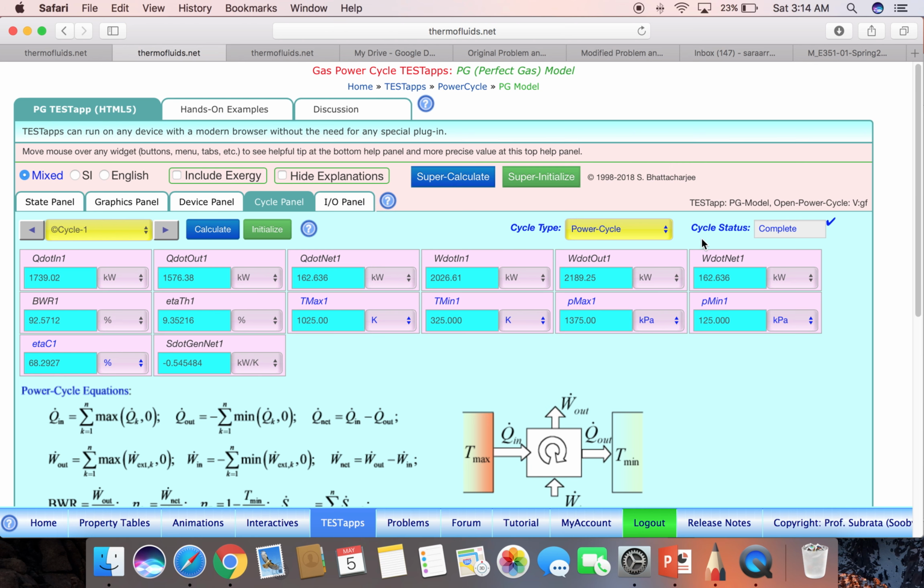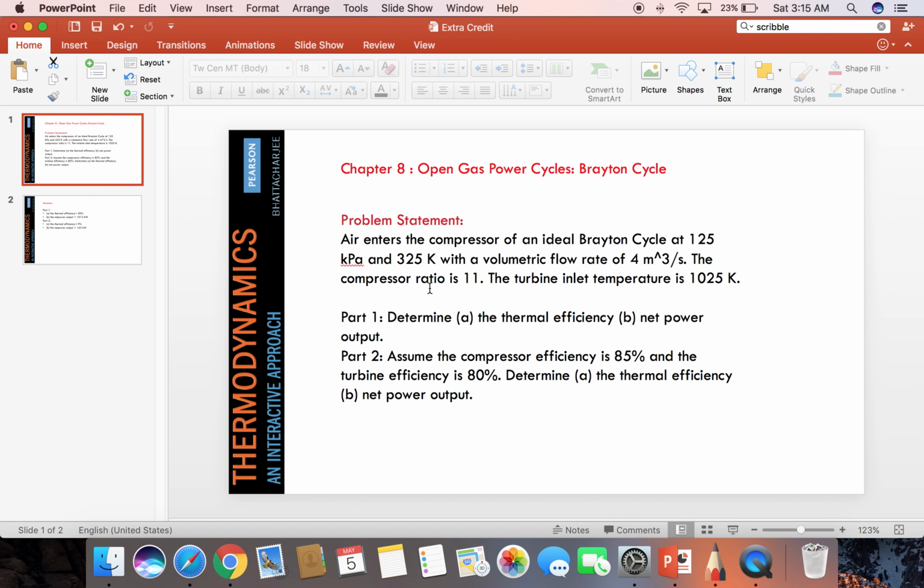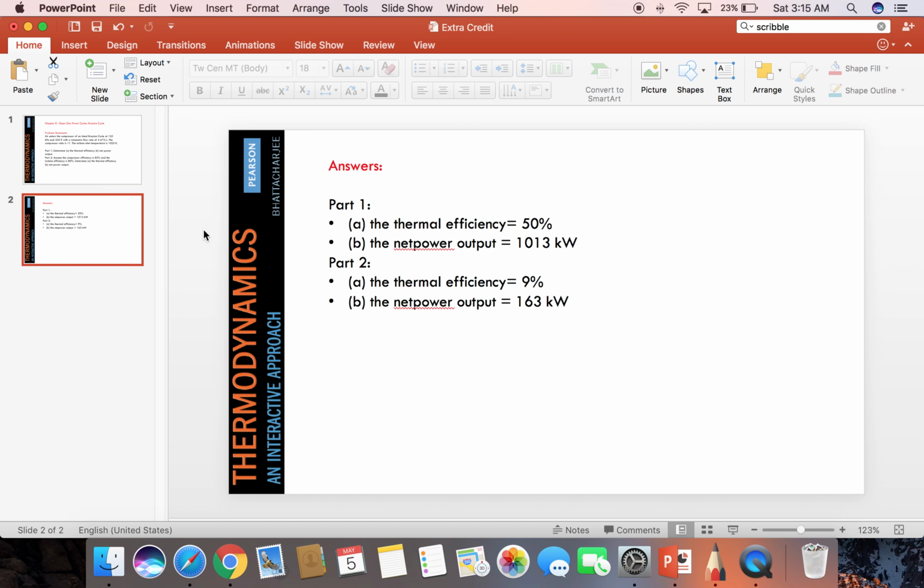We go to our cycle panel, and we see that the net work output is 162 and the thermal efficiency is about 9%. Just to recap, we changed the efficiency of the compressor and the efficiency of the turbine, and this is in comparison. We see that the thermal efficiency drastically decreased and that the net power output drastically decreased as well.